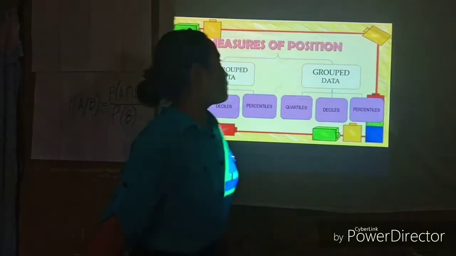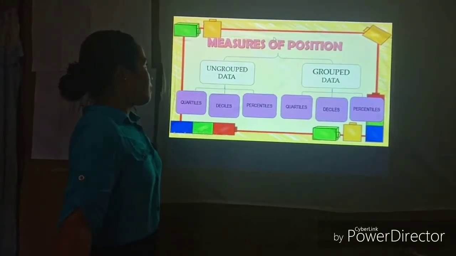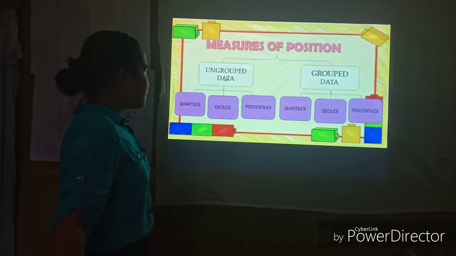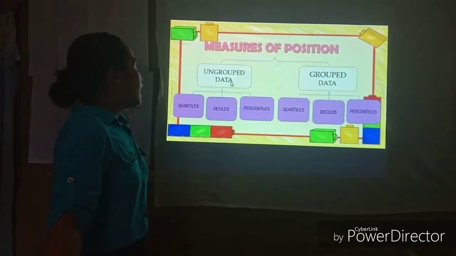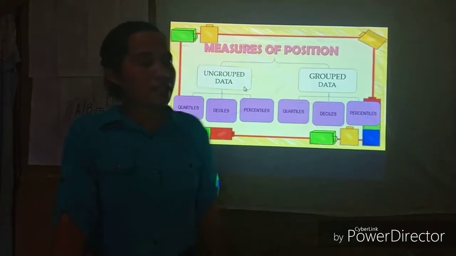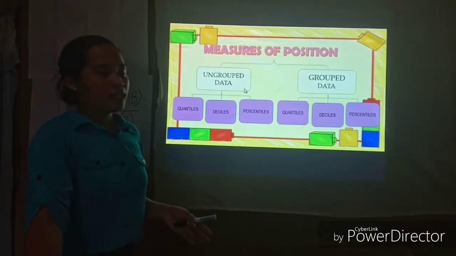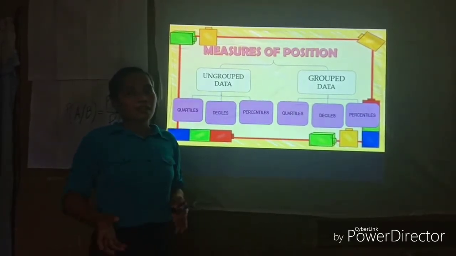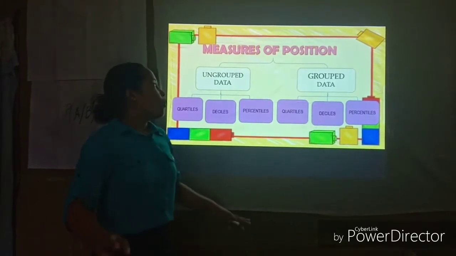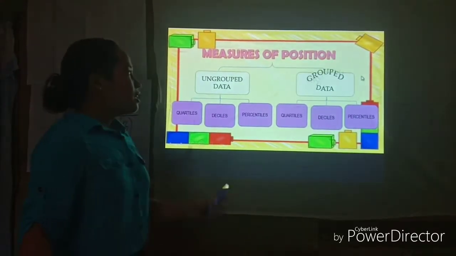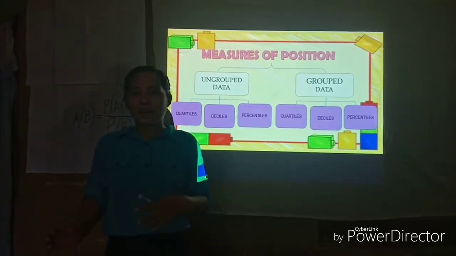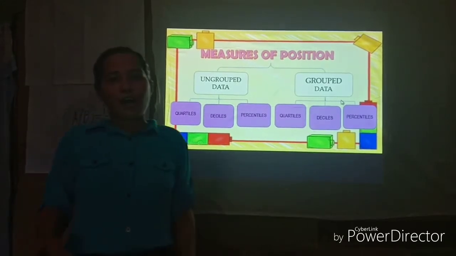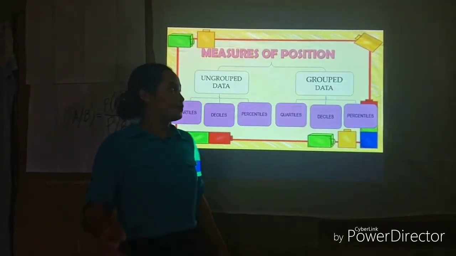Here is the chart for you to be guided in our fourth quarter. We have the measures of position, two types of measures of position, which are the ungrouped data and the grouped data. Ungrouped data, class, is called the raw data. It means that it has only been collected but not sorted into groups or classes. While the grouped data is the type of data which is classified into a group after the collection.